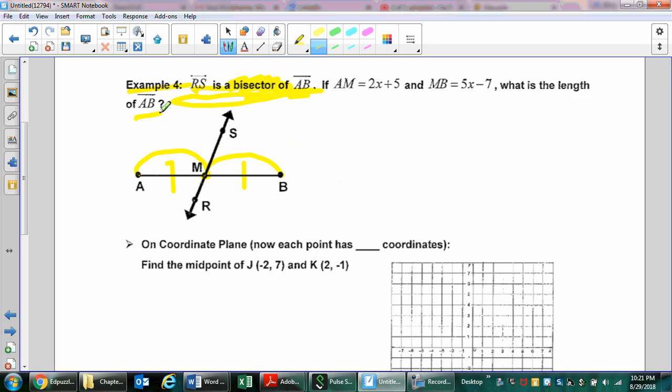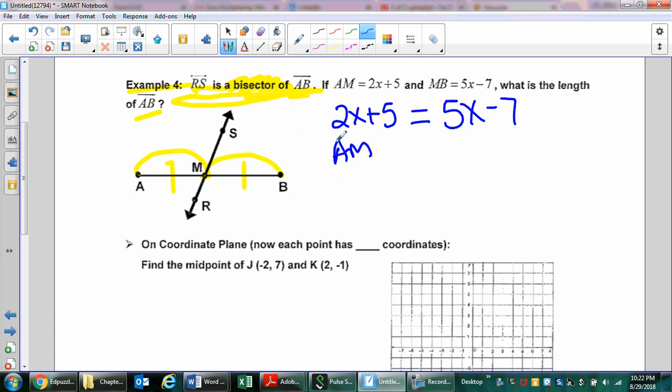So now the question is, what is the length? Since I know, because of the word they gave me, that they're equal, how would I set it up? I'll just say, this is 2x plus 5 equal to 5x minus 7. That is what I need to do, because a bisect shows that AM is congruent to MB. Okay, so now it's your turn. Solve for x. All right, let's go down.